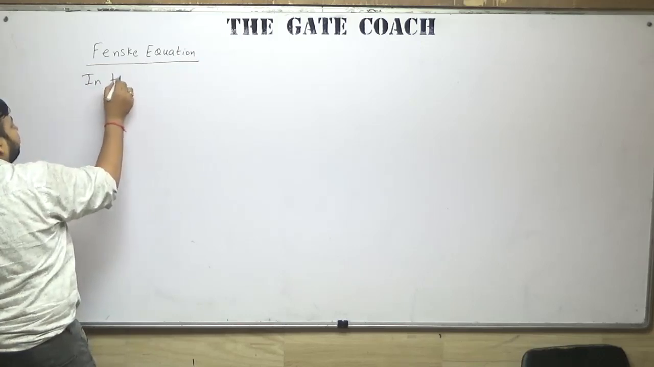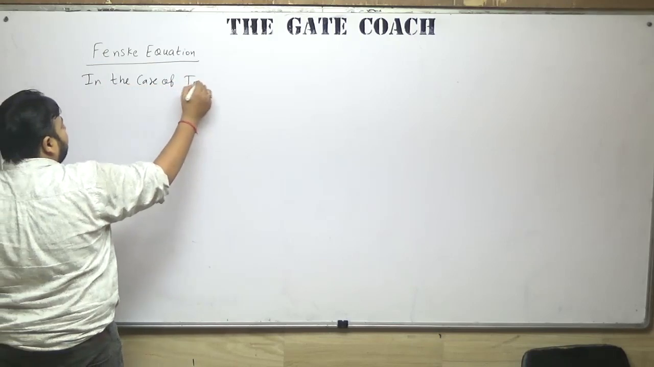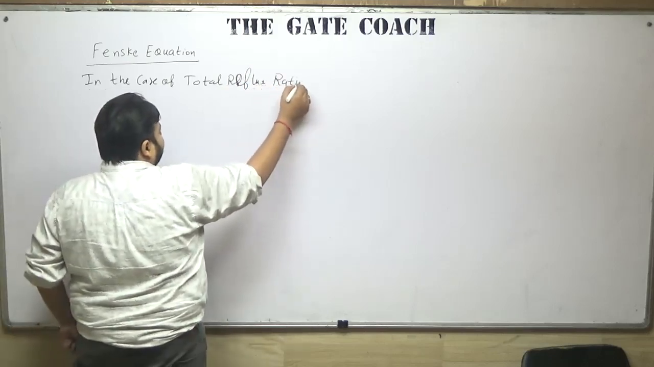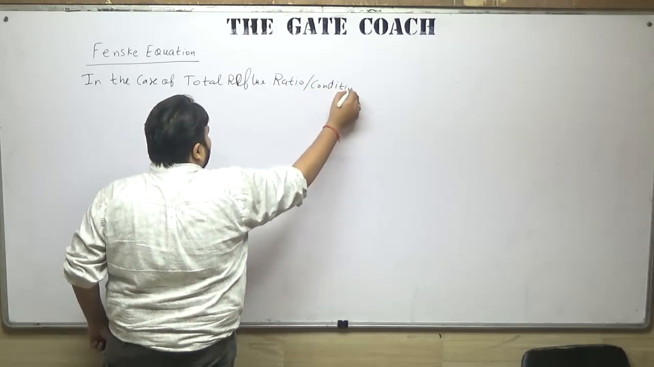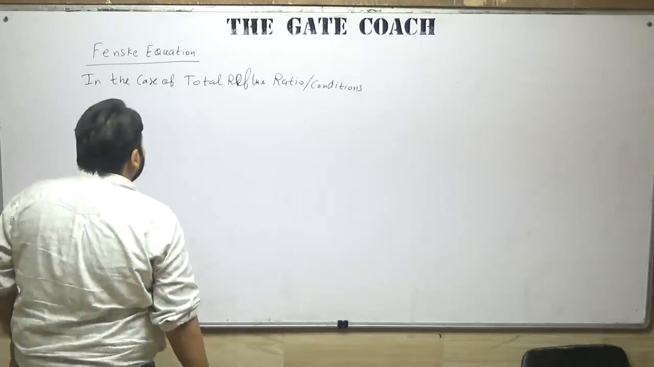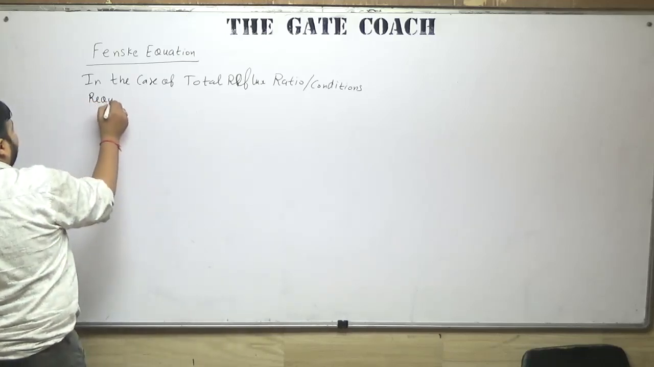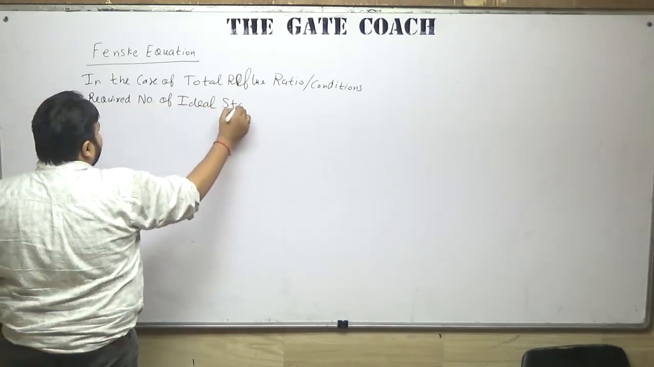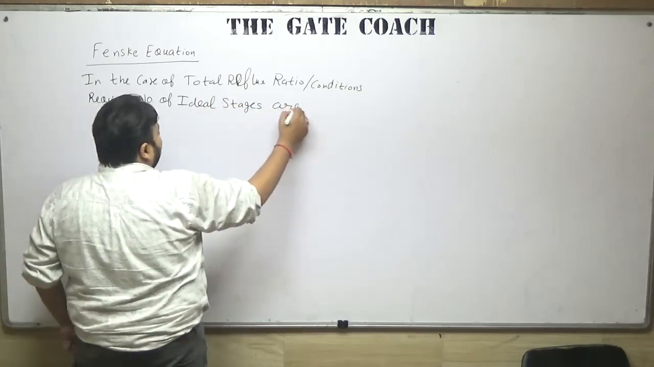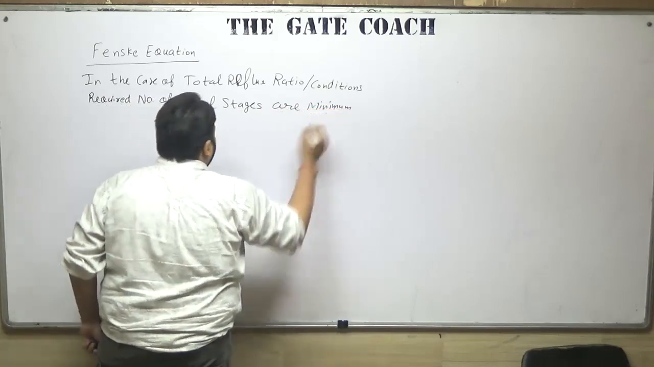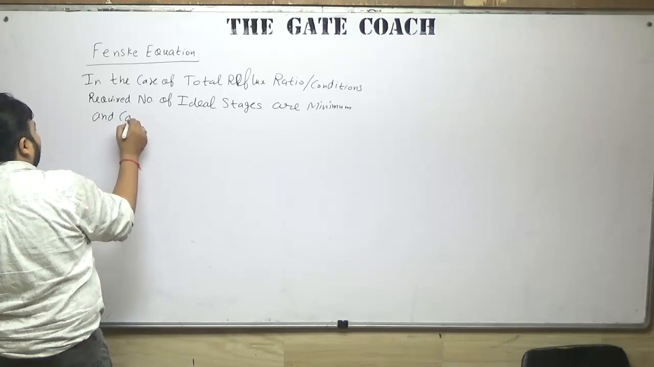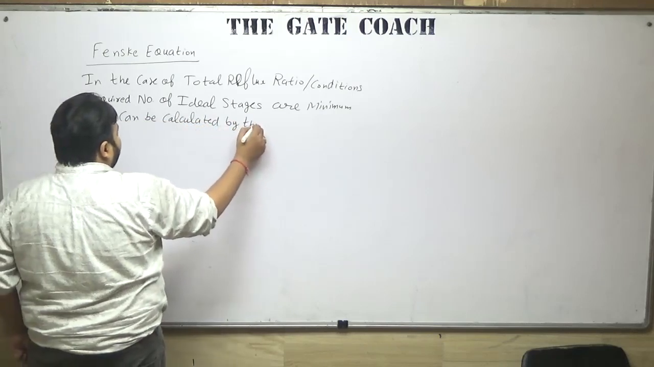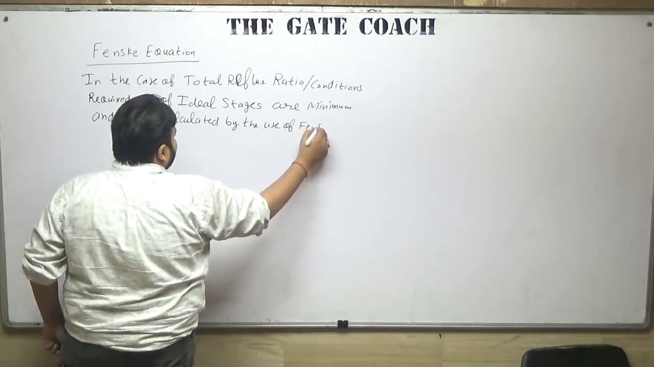So in the case of total reflux ratio, or I can say total reflux conditions, the required number of ideal stages is minimum and can be calculated by the use of the Fenske equation.